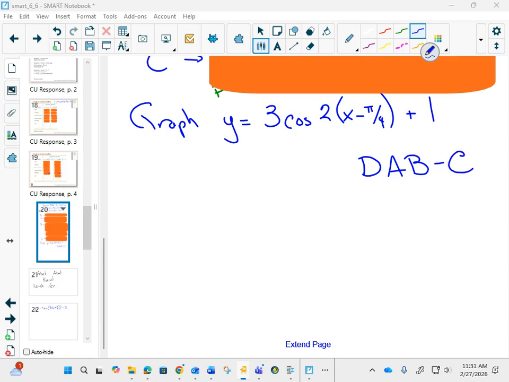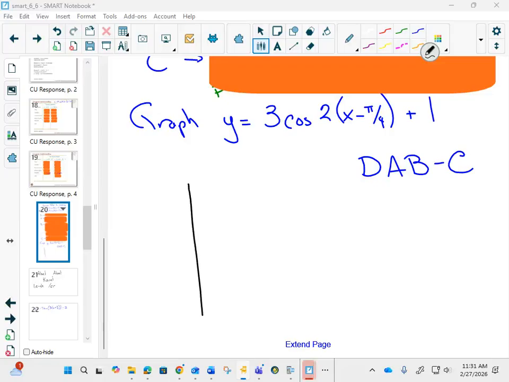We can use the DAB-C to graph this quickly. So you get a question, you have to graph y equals 3 cos(2x minus pi over 4) plus 1. It's already in factored form, that's going to be important just like before.